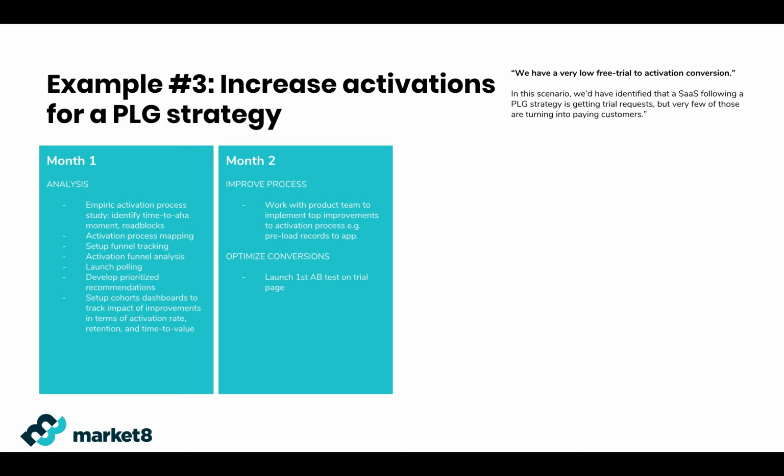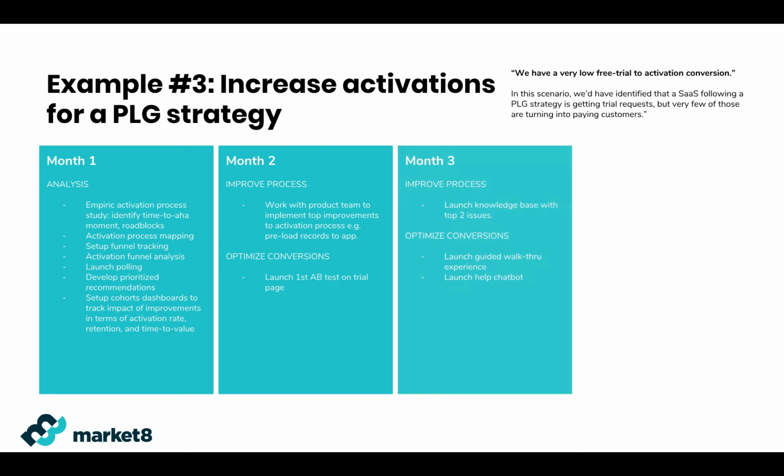So this has two parts. One is work with the product team to implement top improvements, and then optimize conversions. Maybe on the trial page, just launch a first A/B test because that's part of the activation. In month 3, we may launch, for example, a knowledge base with the top 2 issues that people are facing when trying to activate or trying to just make use of the trial, right?